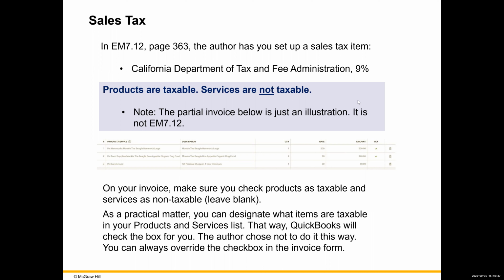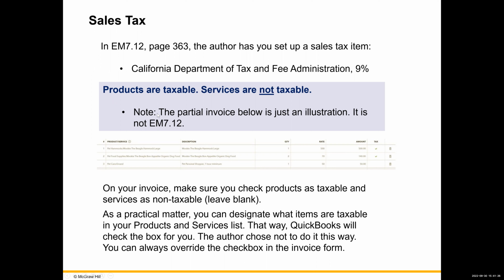Now, one thing that the book did not really emphasize, and I think that you need to put this in the memory banks, and I don't care what computerized system that you use, you should keep in mind that products are taxable. So inventory is taxable. Services are not taxable. Okay. Now, there are some times when the products are not taxable. That's if you're a wholesaler selling to a retailer. But most of the time, you're going to be selling your inventory to the customer. You need to charge sales tax.